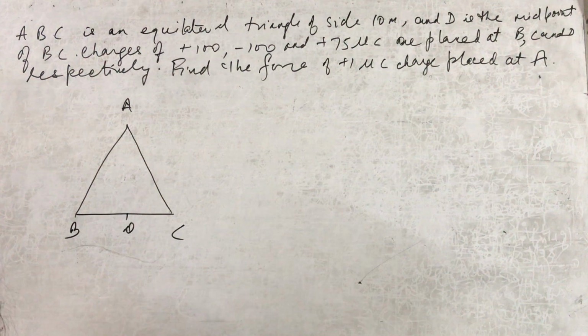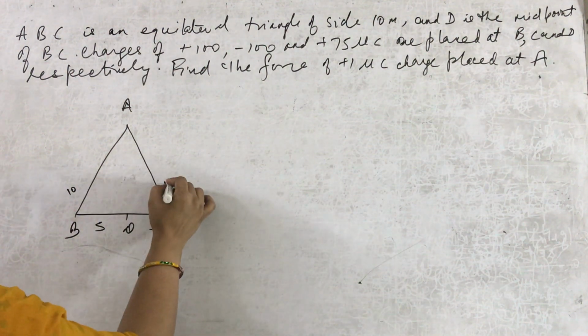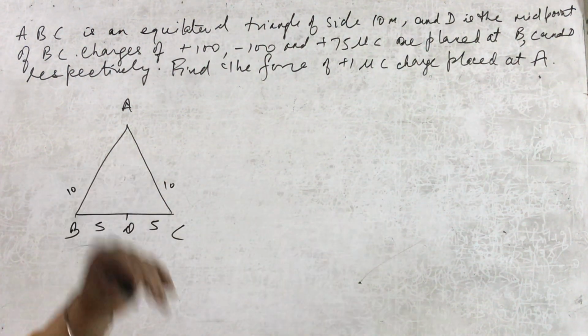All sides are equal, which means each side is equal to 10 meters. So what does it mean? This is 5 and this is 5, and this is 10 and this is 10. I'm not writing meter because it's already given.